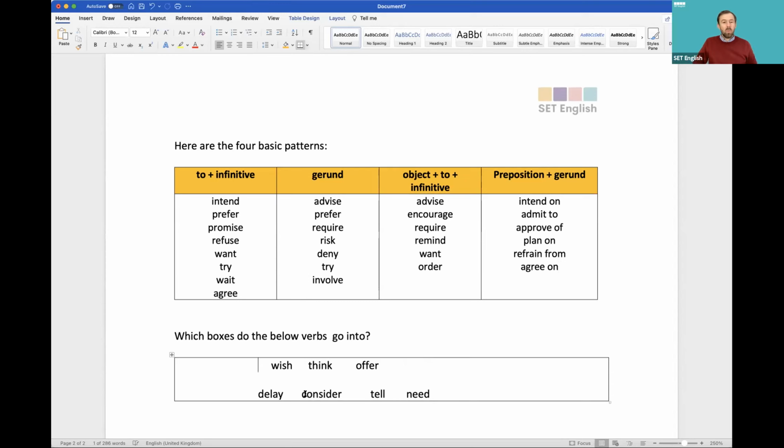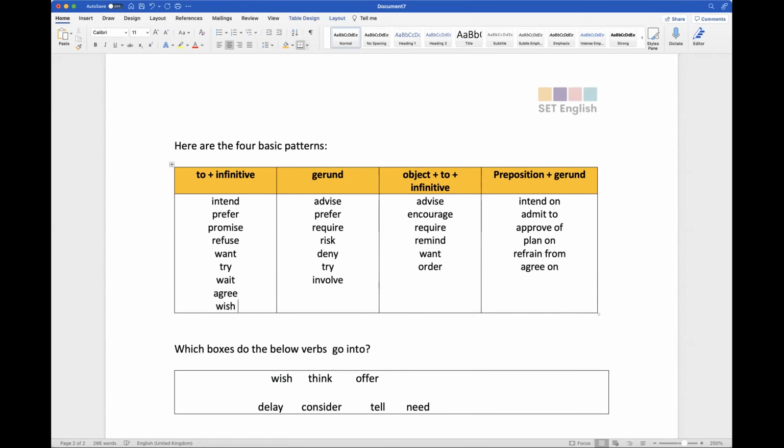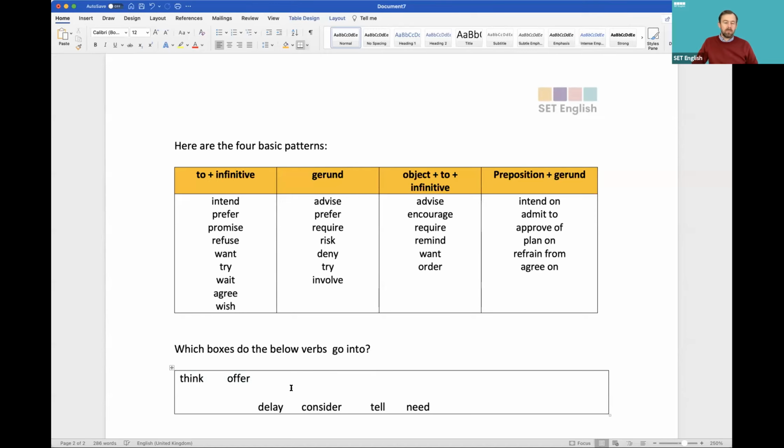Okay. Wish. Wish to. Yeah, I wish to do something. Or I wish you to be successful. Oh, no, you can't say I wish you to be successful. Now you can wish for, but it would be a noun. I wish for something. It wouldn't be an action there, would there? You wouldn't say I wish for being. You'd say I wish for world peace, possibly. Okay. So wish is gone. What about think? Gerund.